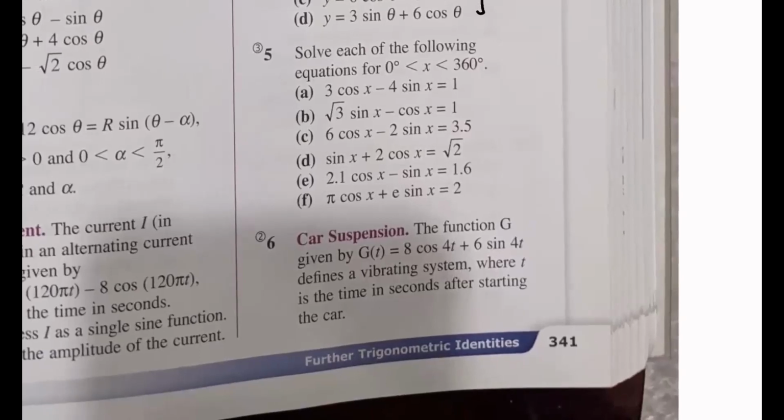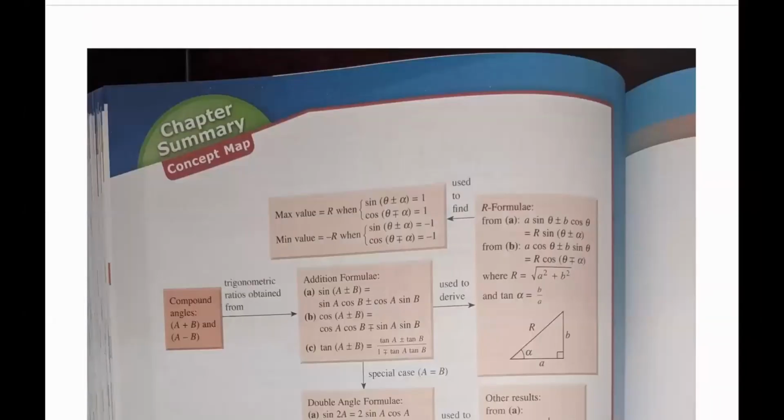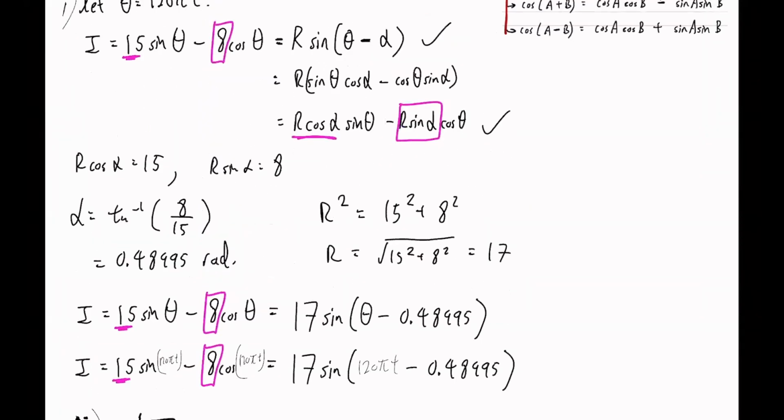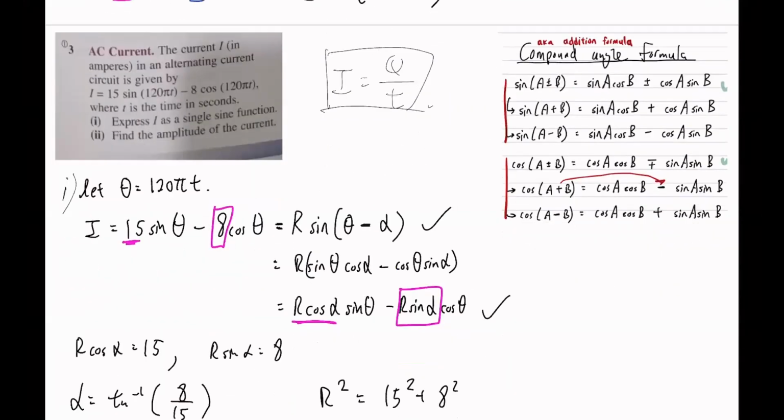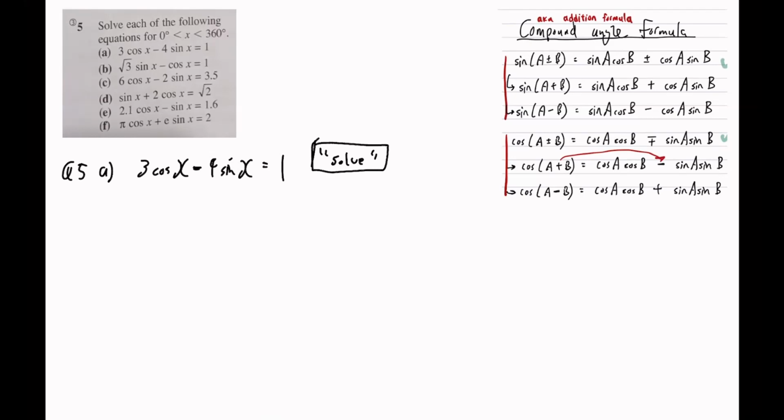Let me see which is more interesting now. I think you already get it, right? You know how to use the R formula already. You just need to see examples. Okay, so let's see. Maybe I'll just try question 5 part A. 3 cos x minus 4 sine x equals 1. Solve each of the following equations. Keyword: solve. Okay. How?